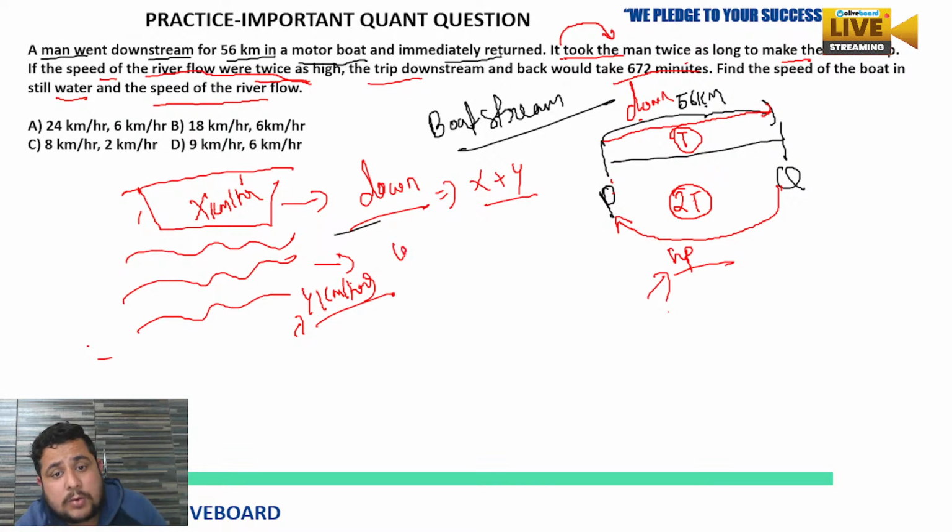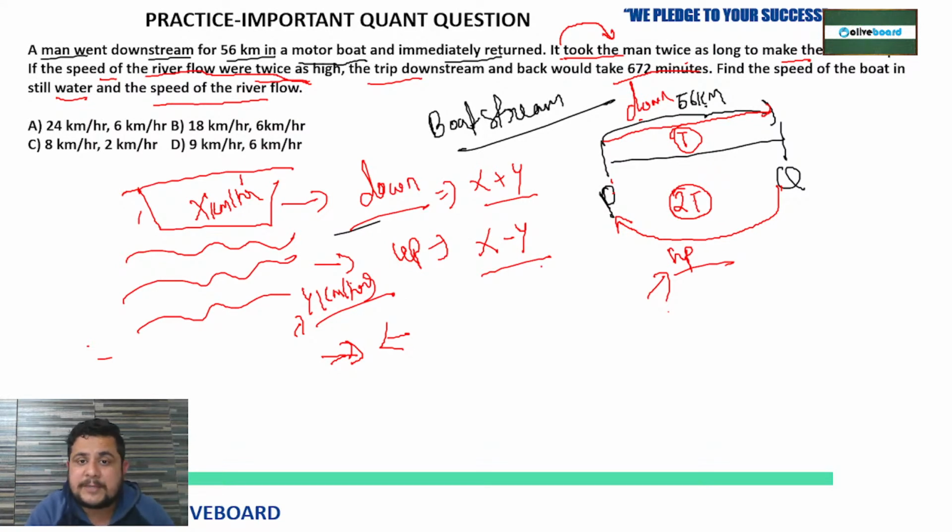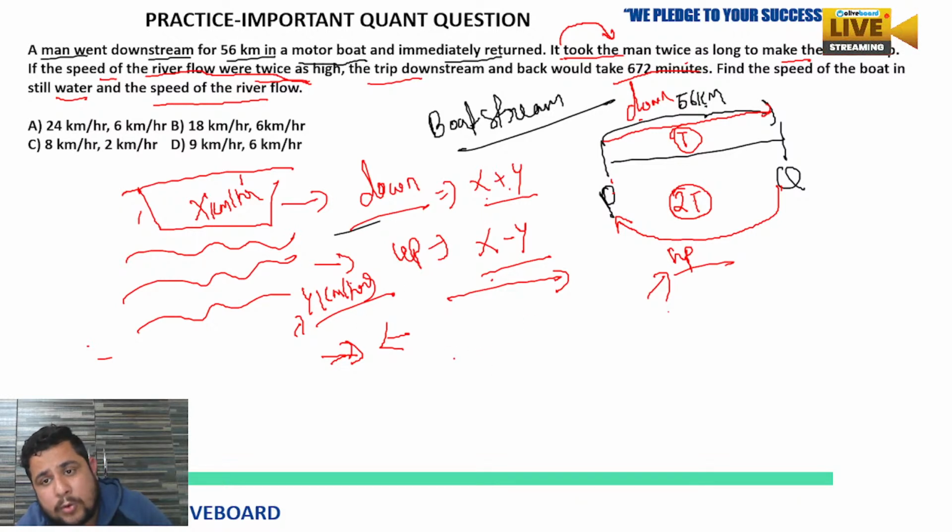When I talk about upstream, they move against each other. If the boat is going against the flow of water, then definitely the relative speed will be x minus y. There will be some fall in the speed of the boat, right? So you will say yes. So we have x plus y and x minus y. Now they are asking the speeds of both boat and stream. Till now, is there any issue? Because now we are going to solve it.